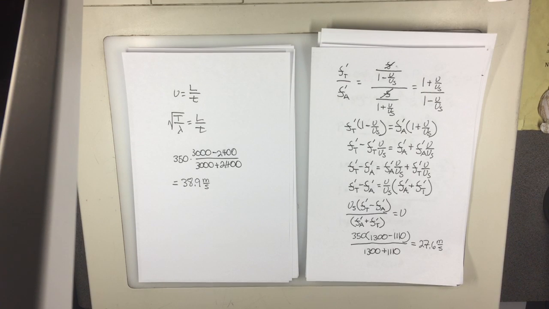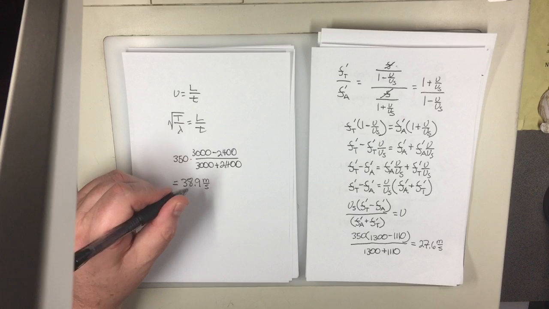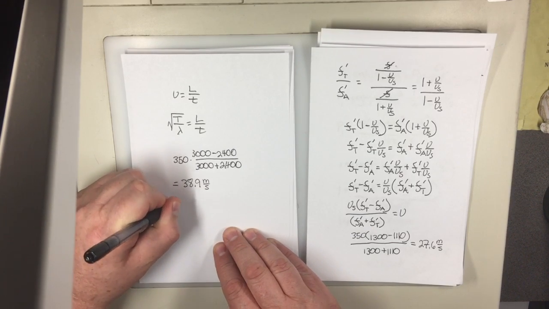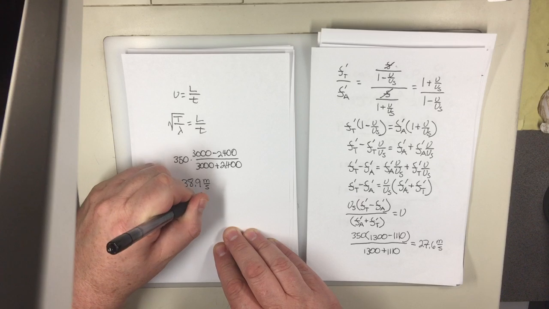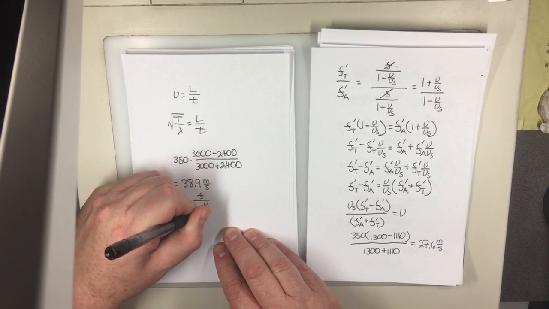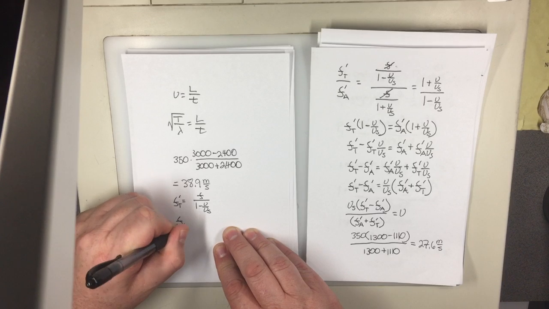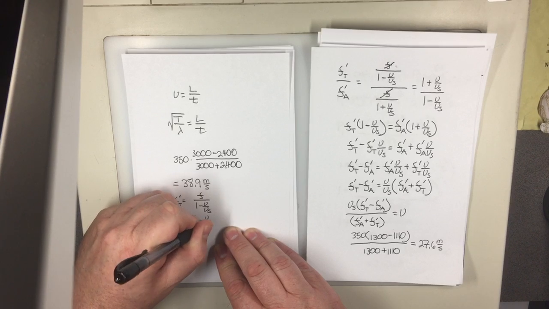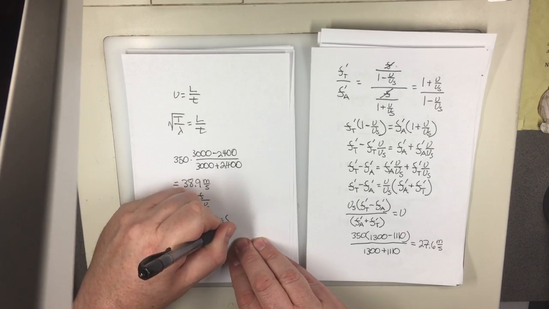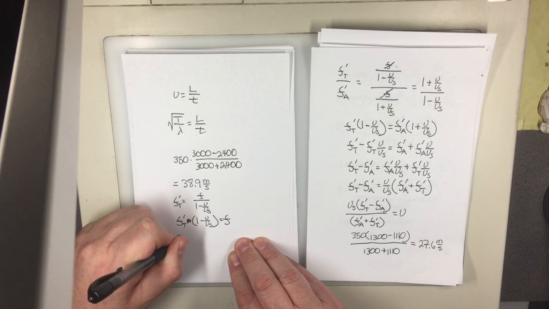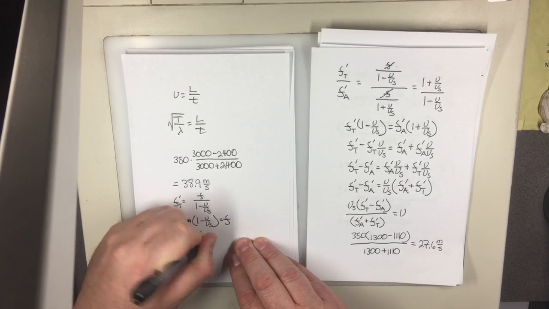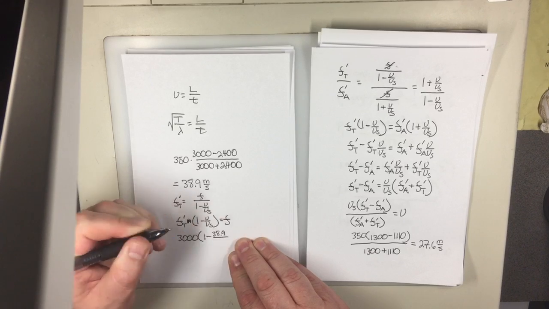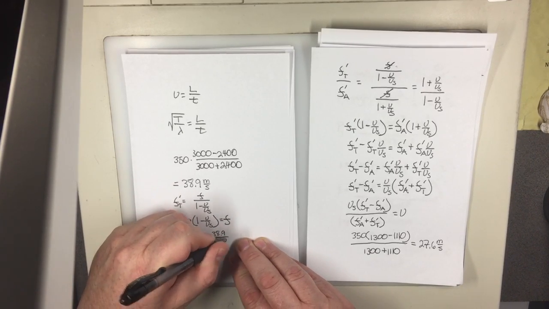I've got to look for the source frequency. What is the frequency? And we will use towards. Yep. So this becomes 3,000 times (1 minus 38.9 over 350).